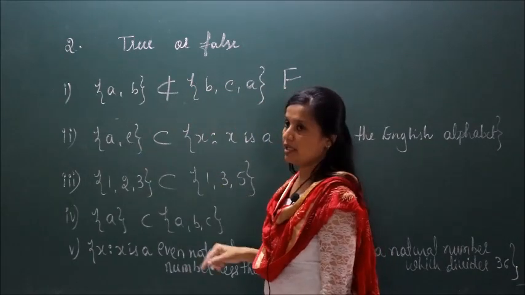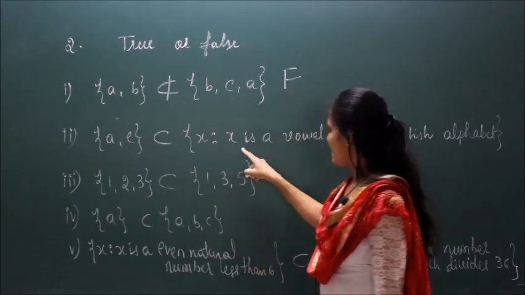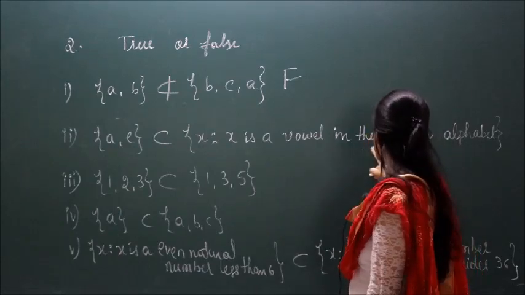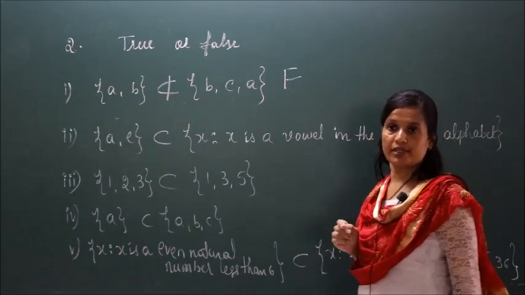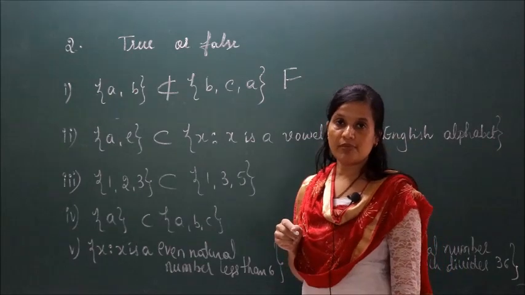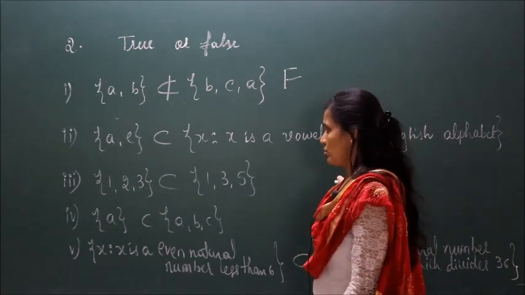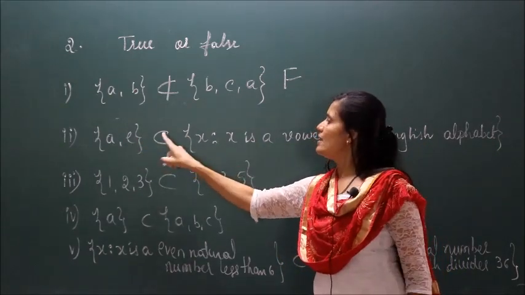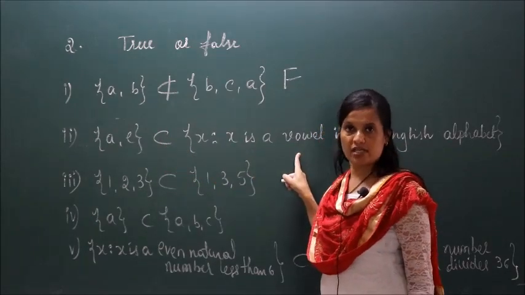{A, E} is the subset of the set {X : X is a vowel in the English alphabet}. Vowels in the English alphabet: A, E, I, O, U. {A, E} is contained in this set, right? Yes, it is true.